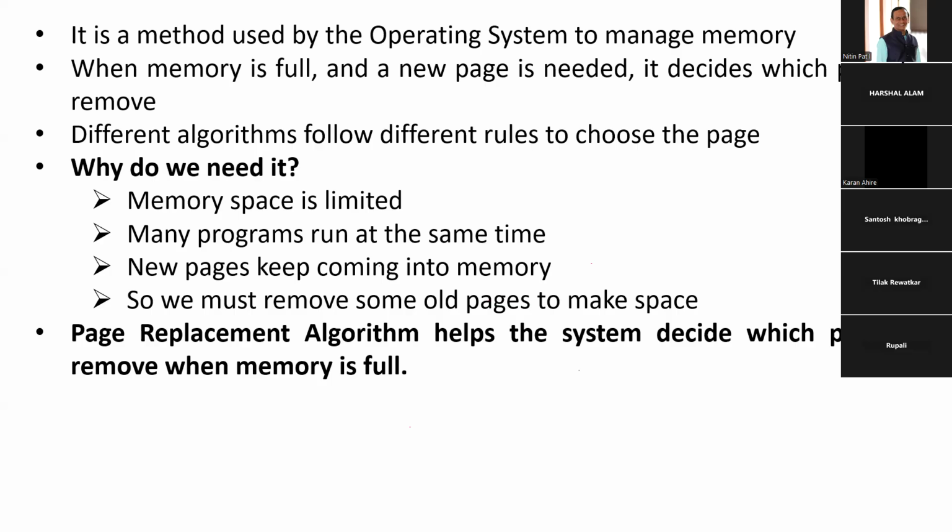Why is this required? Because memory space is limited, and multiple processes are executing simultaneously. New pages keep entering memory, so we cannot avoid replacement. Instead, we need a smart way to decide which page to remove. Different algorithms follow different rules for this decision making process. Simply, one can say a page replacement algorithm helps the system choose the best possible page to remove when memory is full.